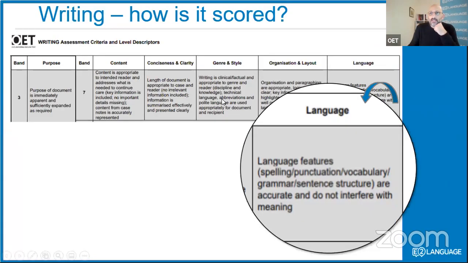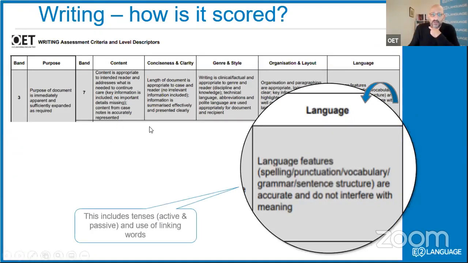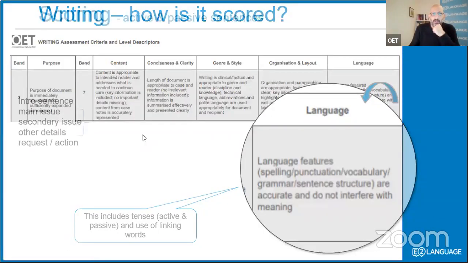Right, let's take it back now to the criteria and how you're scored. Language is our focus, including tenses, which are both active and passive, and the use of linking words.